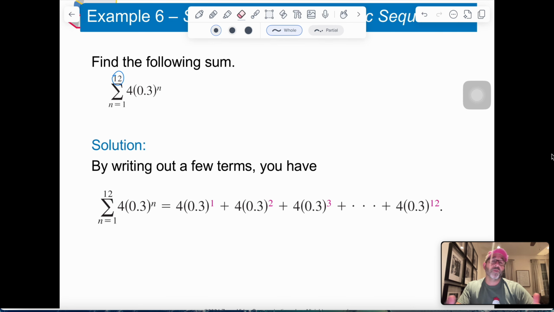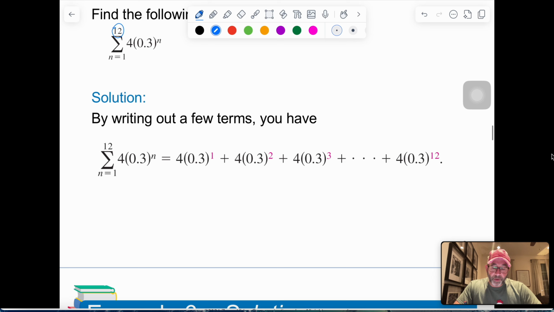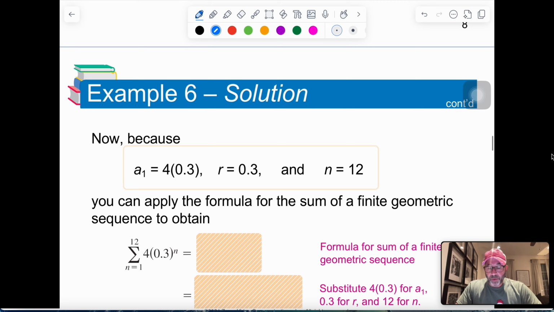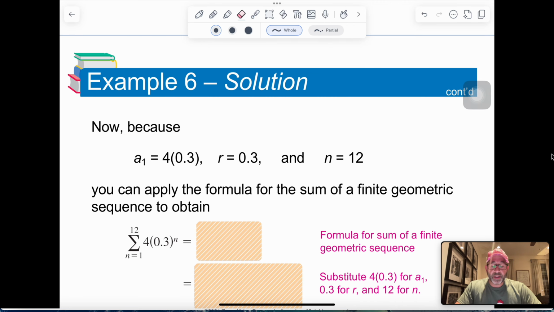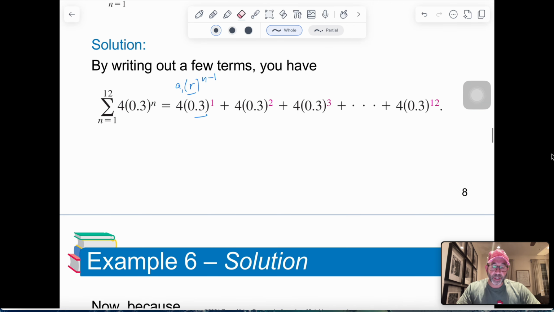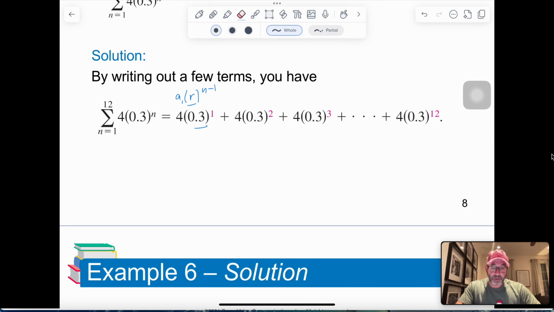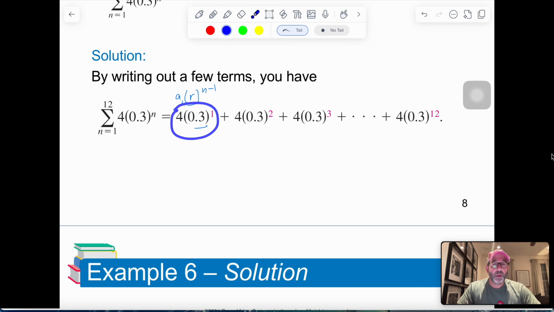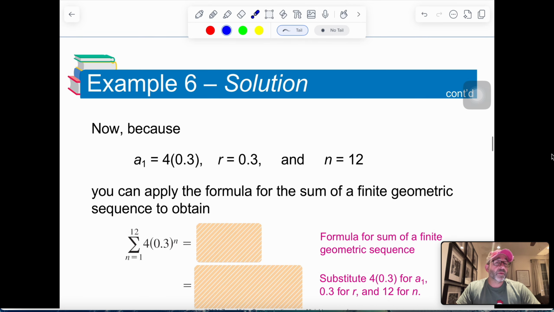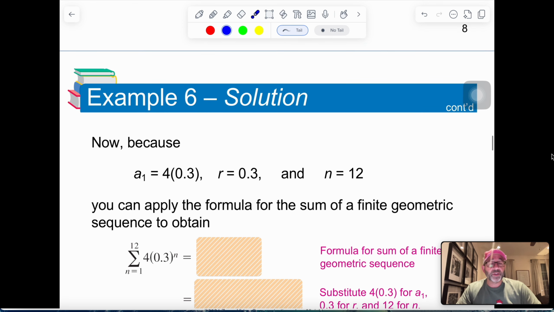This is why we have a formula that makes it a little bit easier. We have to first figure out what the common ratio is for these. And if you remember your formula, a1 times r raised to the n minus 1, the r right here is equal to 0.3. When we look at this information, we've got that the first term in the series is 4 times 0.3. You can see it right here. This is our first term. And my common ratio, we just said, is 0.3, and we're finding, as we said, 12 terms.